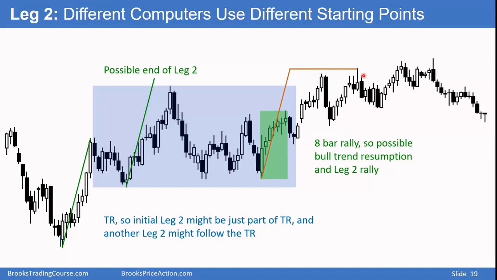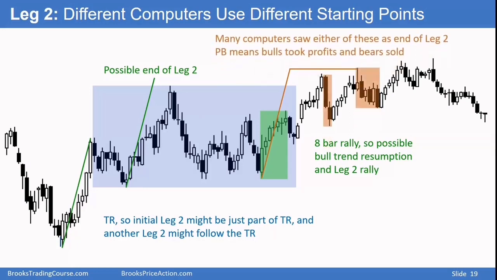You can see some computers did, in fact, say that leg 1 ended here, because you can see at the leg 1, leg 2 target, there was some selling, bulls taking profits, and bears shorting. For leg 2, did it end here? Did it end here? Did it end here? Different computers see different things. Does not matter. I'm just looking for reasons to take profits and reasons to scalp in the other direction.